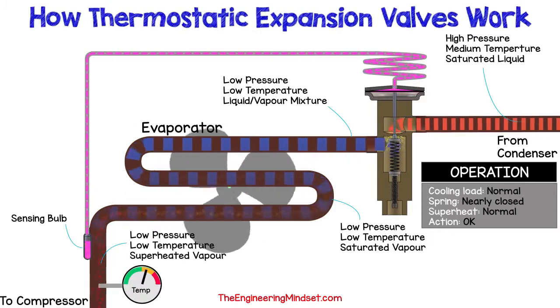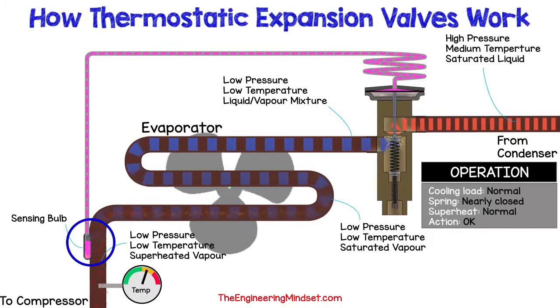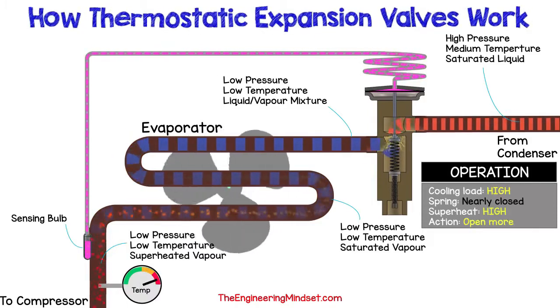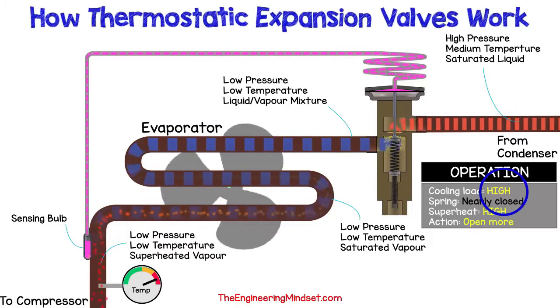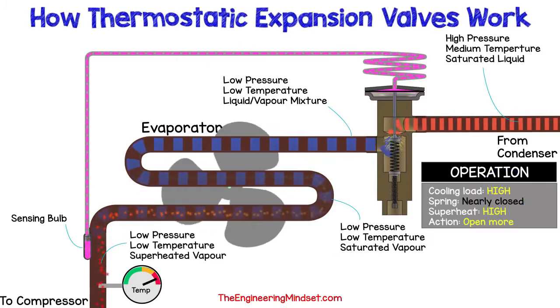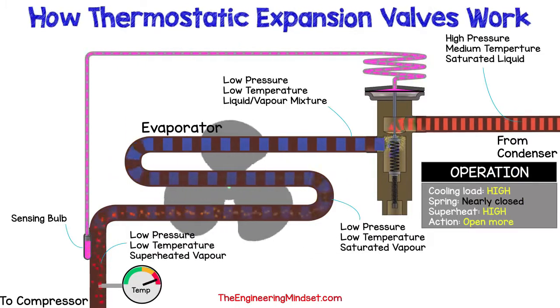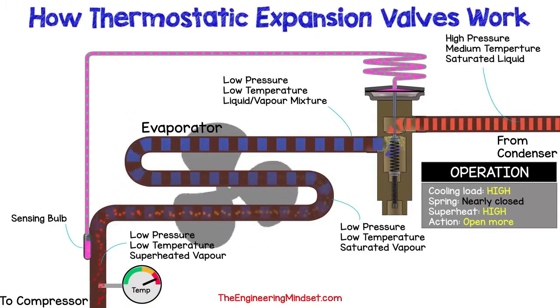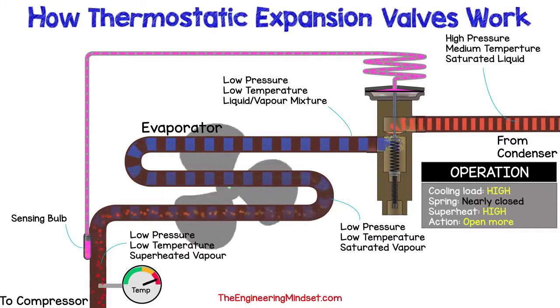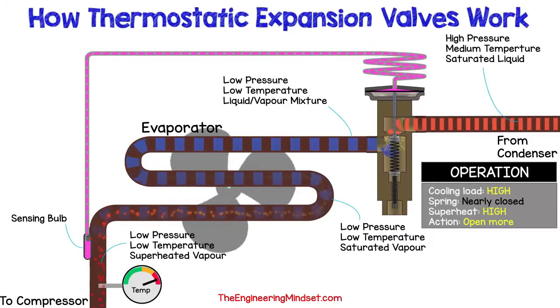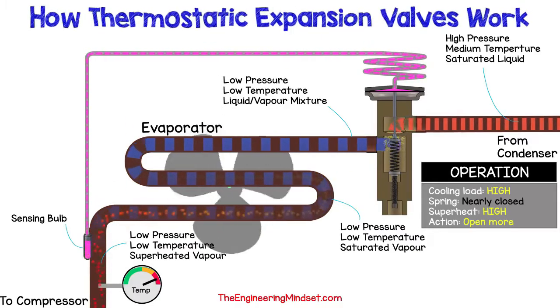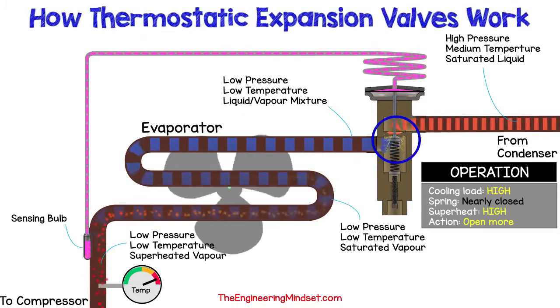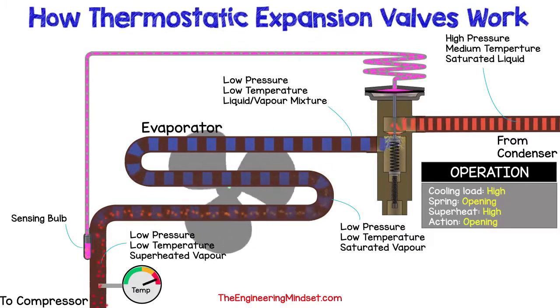And the sensing bulb of the expansion valve is monitoring this temperature to control the refrigerant. Let's say the cooling load increases. This will cause more refrigerant to evaporate, and the superheat will increase, causing the refrigerant temperature to increase at the evaporator exit. We need to decrease the superheat, and we can do that by allowing more refrigerant to flow into the evaporator. So the pin will need to open more, to let the refrigerant pass through.